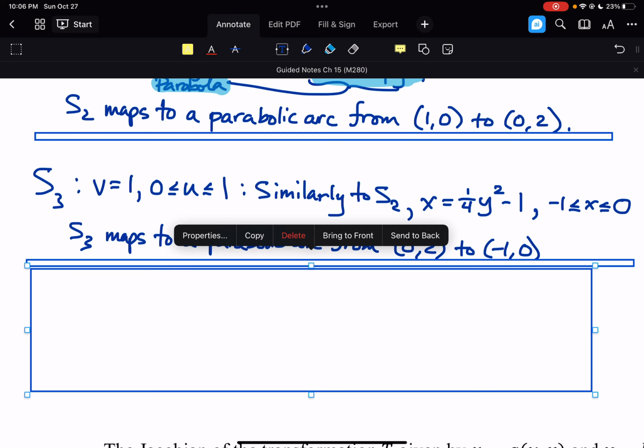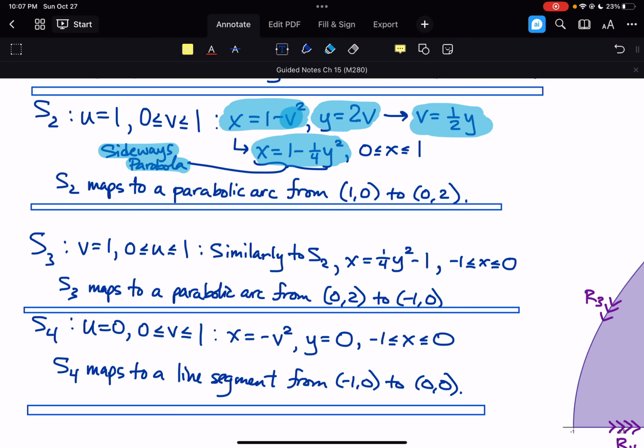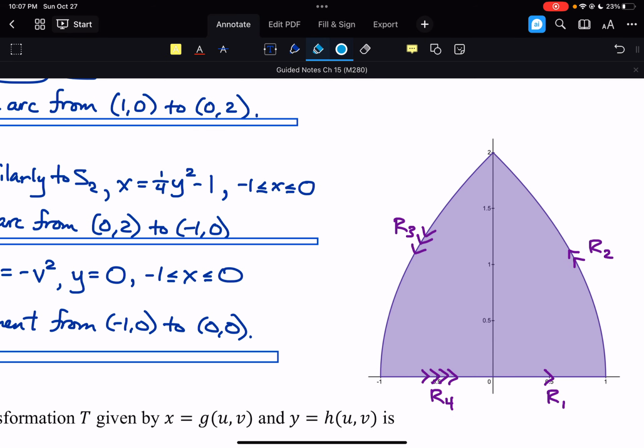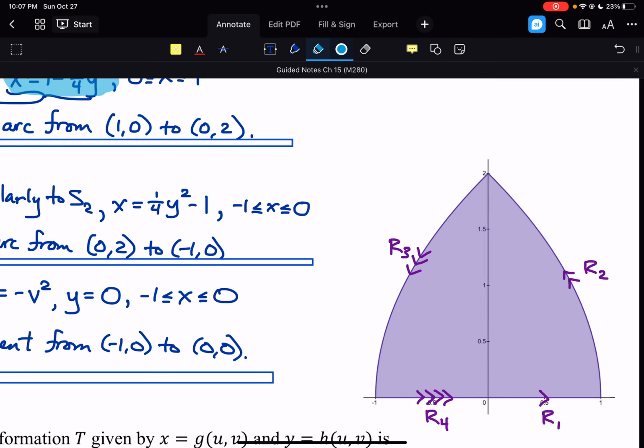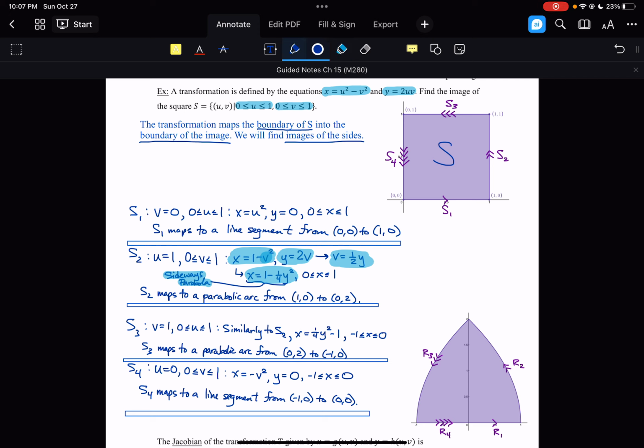And then S4. S4 is very similar to S1. So it's a vertical line segment where u is 0, v goes from 0 to 1. So we get these equations, which still map to a line segment. So all four of these, I've got the diagram right over here, map to this shape. So we've got R1 maps to that line segment, R2 onto this parabolic curve, R3 onto this parabolic curve, R4 onto this line segment. So we've got that square shape up above transformed into this kind of half teardrop shape down below.